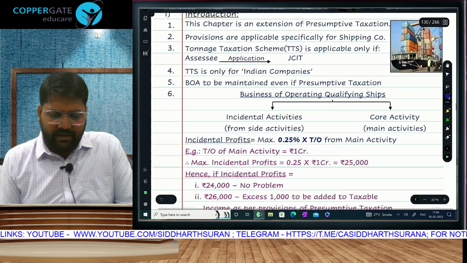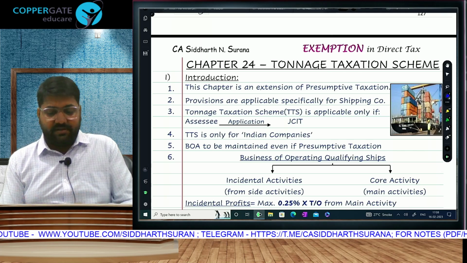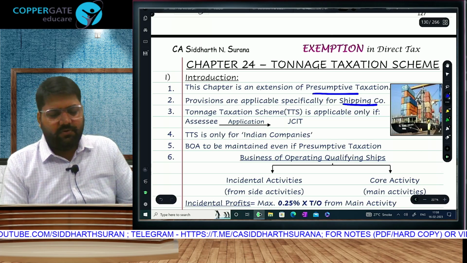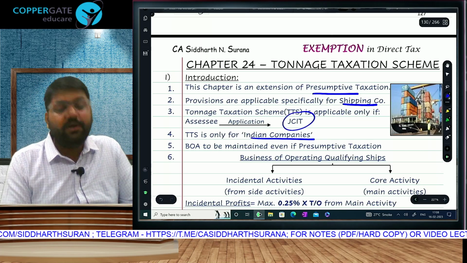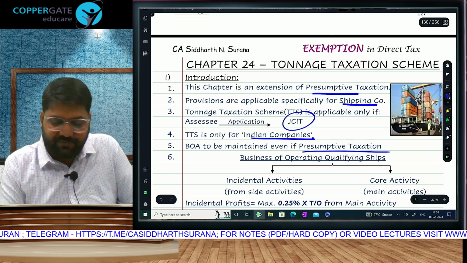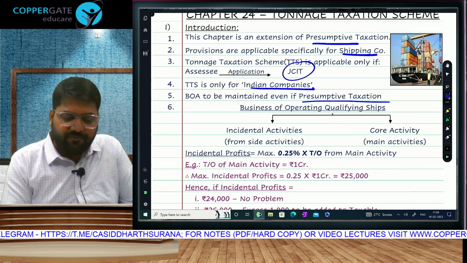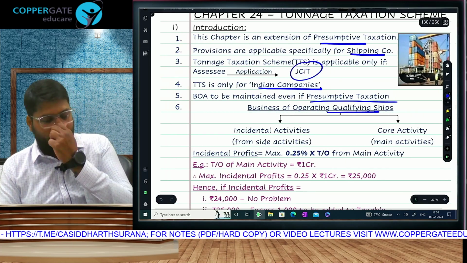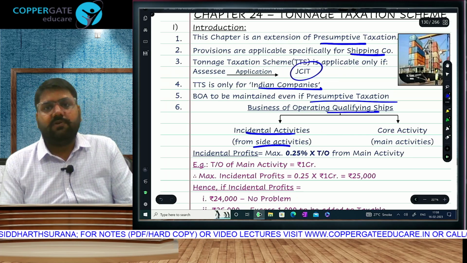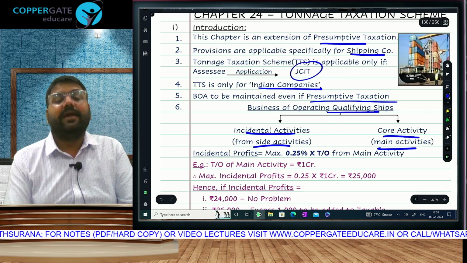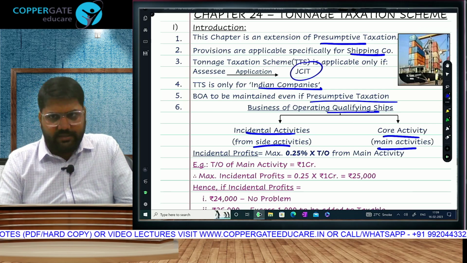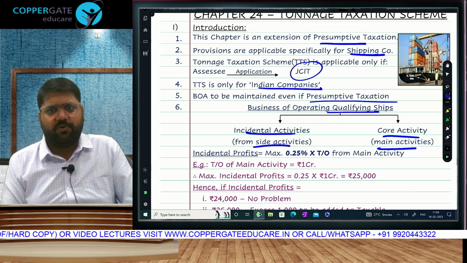Next chapter, Tonnage Tax Scheme, a special scheme of presumptive taxation for shipping companies. The Tonnage Tax Scheme is applicable only if the assessee makes an application, only for Indian companies engaged in shipping business, but you have to maintain books of accounts even if you have opted. The business of operating qualifying ships, so you are operating qualifying ships for the purpose of your business. Main business will obviously be your core activity, and then incidental activity can also be done by the assessee.